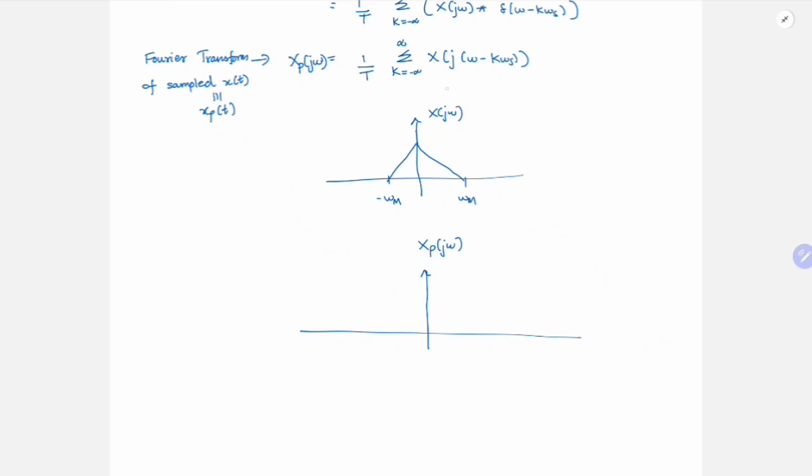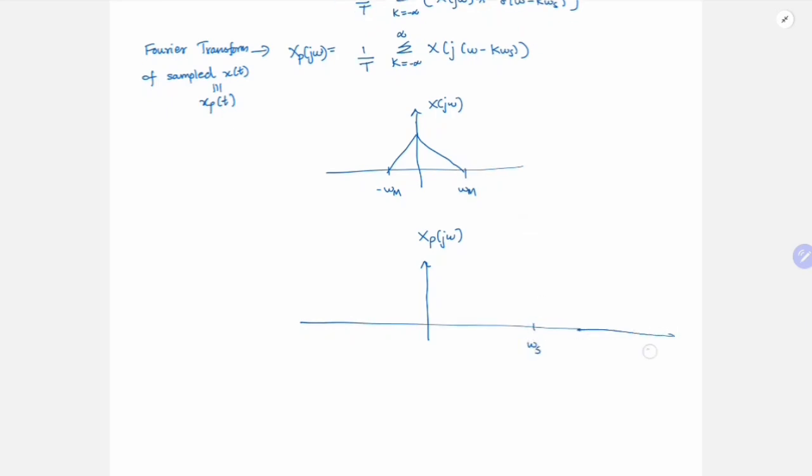So if you see, it is like shifted versions of X(jω) by ωs, scaled by a factor of 1/T, and they are all summed over. So if I need to write ωs, 2ωs, minus ωs, minus 2ωs and so on. And if I say my ωm is less than ωs/2, so it is somewhere here, less than here. So for k equal to 0, I'll get the same thing scaled by a factor of 1/T. And then the next one I will get at ωs, and the next one is at 2ωs. So I'll get the replicas of this.